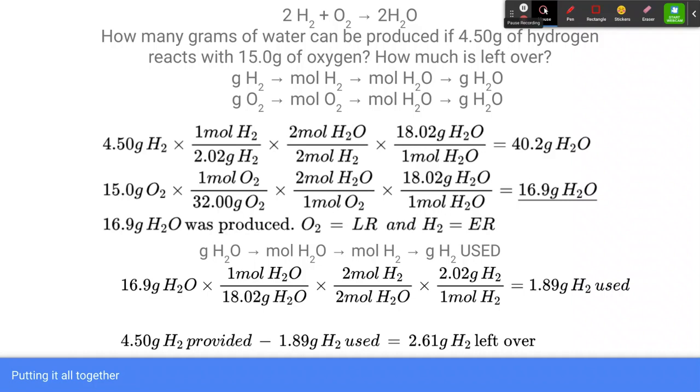And so to figure out how much was left over, I'm going to start with that 16.9 grams of water that I got from my previous problem. And I'm going to run it back to the grams of hydrogen. I figured out that only 1.89 grams of hydrogen was used. So I'm going to take the amount from my problem, 4.5 grams of hydrogen minus 1.89 to get me 2.61.